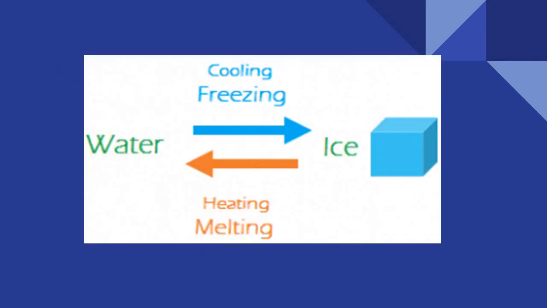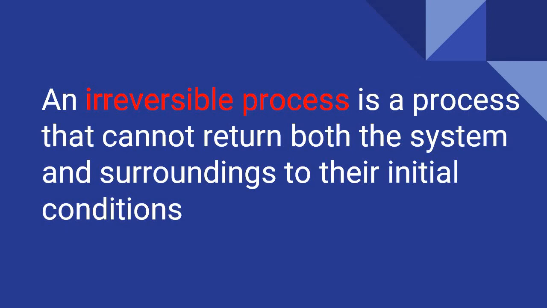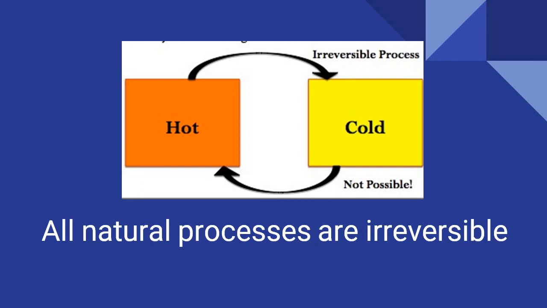And this is an example. You can see that water can be cooled to ice. Then ice can be melted. That means heating. It can again become water. So at 0 degrees Celsius, water can become ice. Ice can become water. So this is a reversible process. And an irreversible process is a process that cannot return both the system and the surroundings to their initial conditions. And normally, all natural processes are irreversible.